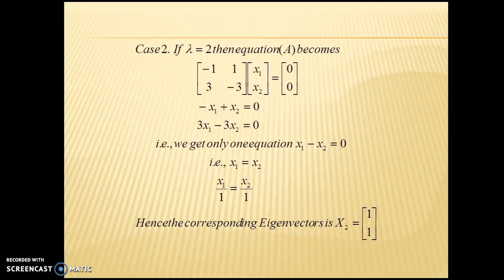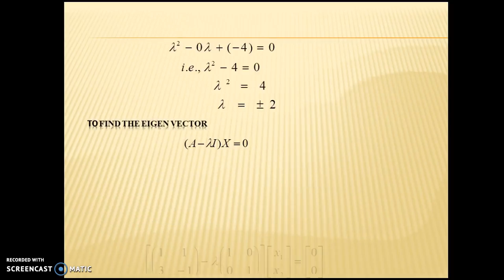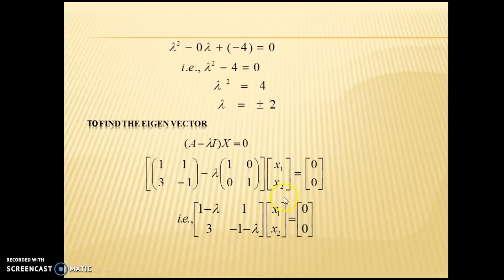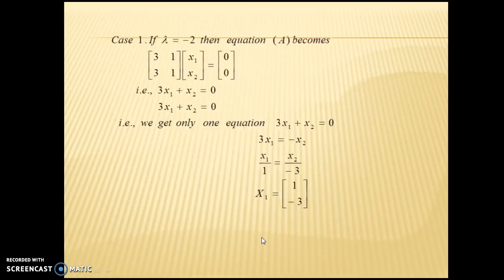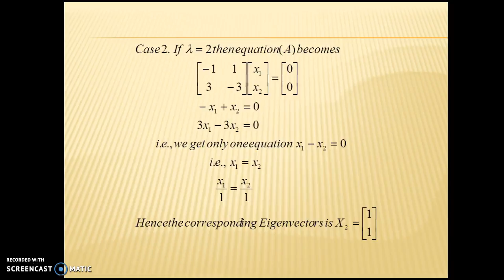Next we find the next eigenvector by putting lambda is equal to plus 2 in the above equation. So in this equation lambda is equal to plus 2. We have minus 1, 1, 3, minus 3, x1, x2 equal to 0. Multiplying these two matrices, we have two equations. In the first equation, multiplying minus on both sides, we have x1 minus x2 equal to 0. In the second equation, dividing by 3 on both sides, we have x1 minus x2 equal to 0.